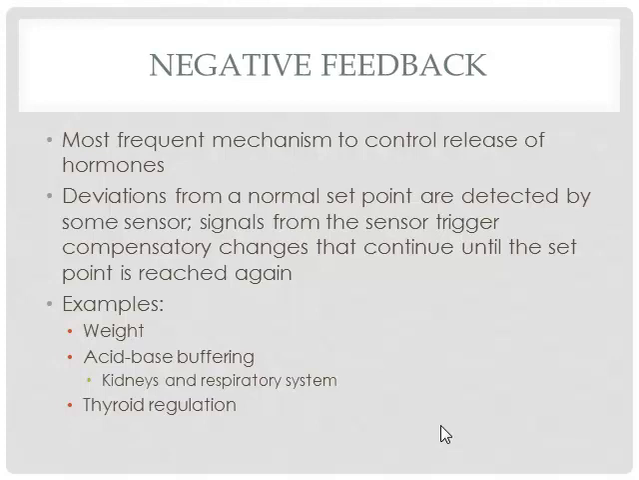Examples would be weight. Once we reach the ideal weight, we try to maintain that ideal weight, and our body is going to be much more comfortable at that ideal weight. Acid base: if we have an acid base of 7.35 to 7.45, anything that goes above that, we're going to try and cause changes to occur to reduce that level of base. Thyroid regulation is another example that we'll see in a little bit here, related to the negative feedback loop and trying to maintain that T3 and T4 level.